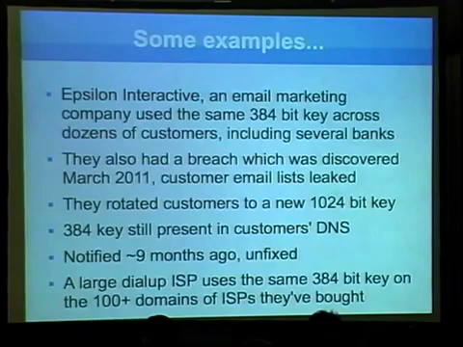Currently, they have moved all of their customers to a 1024-bit key. And I believe it's unique per customer. I can't recall at the moment. But the old 384-bit key is still there. They were notified about this 9 months ago. They didn't fix it. So I'm calling them out on that.